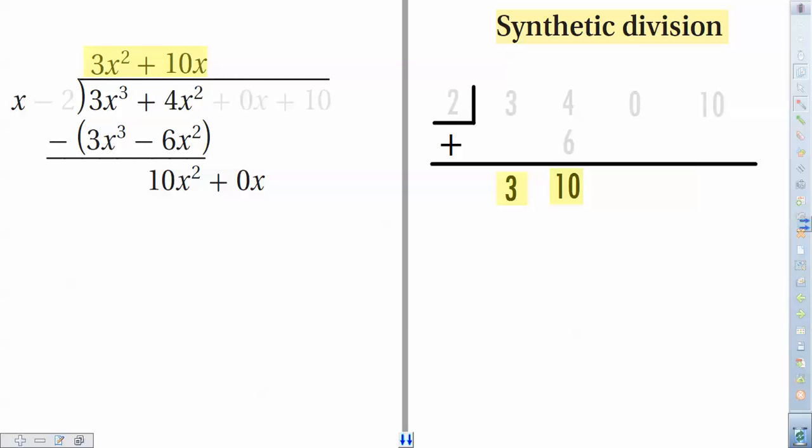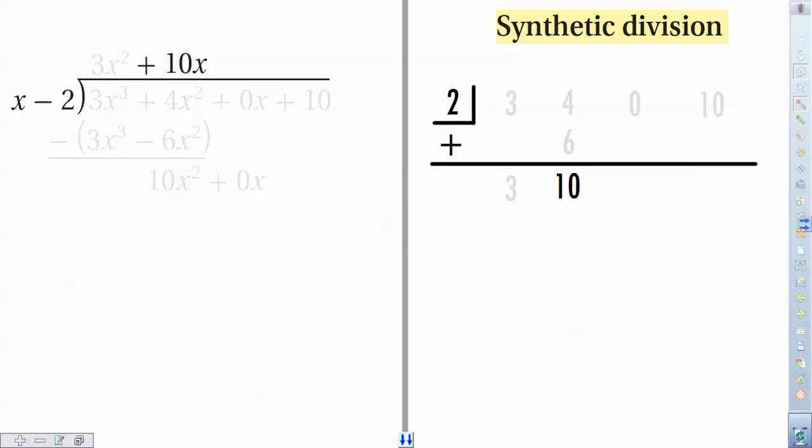And just to take a little time out here, notice what we're getting down below, the 3 and the 10. Notice what we're getting here are the coefficients of the quotient. So moving along, we got that 10 sitting down there. Now, this pattern repeats itself. We're going to take the 2 and multiply it by the 10, just like earlier, we took the 2 and multiplied it by the 3. So 2 times 10 gives us 20.